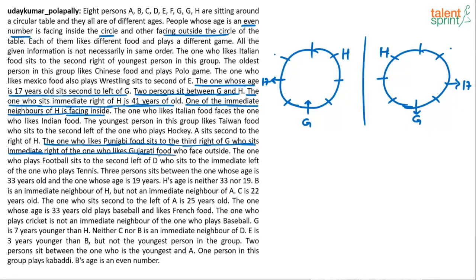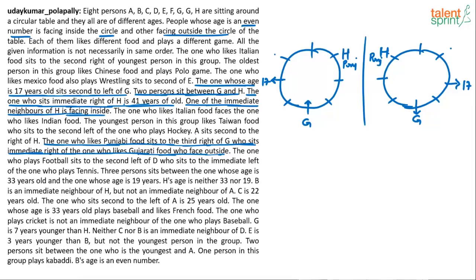I'll tell you how. First of all, the one who likes Punjabi food sits to the third right of G. Third right of G is Punjabi. So G is here. First, second, third, Punjabi. So H is the one who likes Punjabi food. In this case, right of G, first, second, third. H again likes Punjabi food. That is done. So H likes Punjabi food, we know.